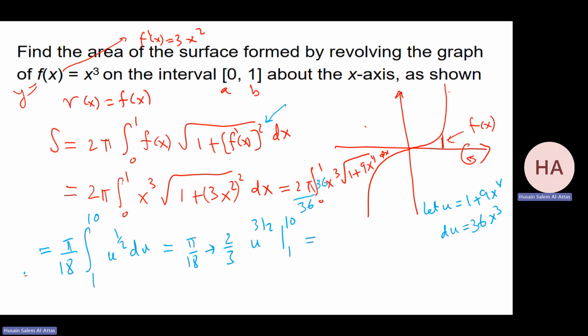That gives me what? This is 1, this is 9, so it's π/27 times what? The square root of 10 cubed, which is 10√10, minus 1. That will be the answer.